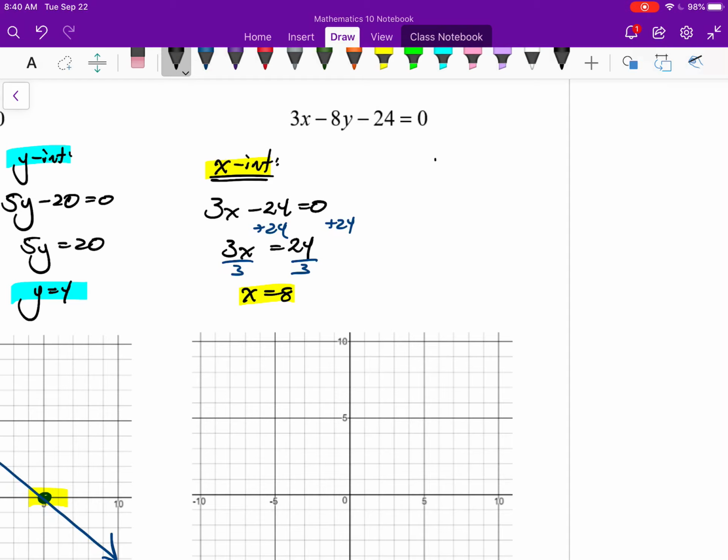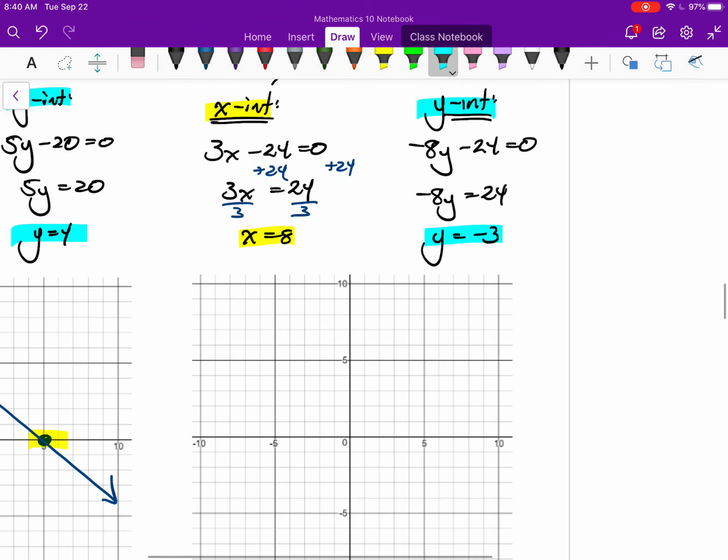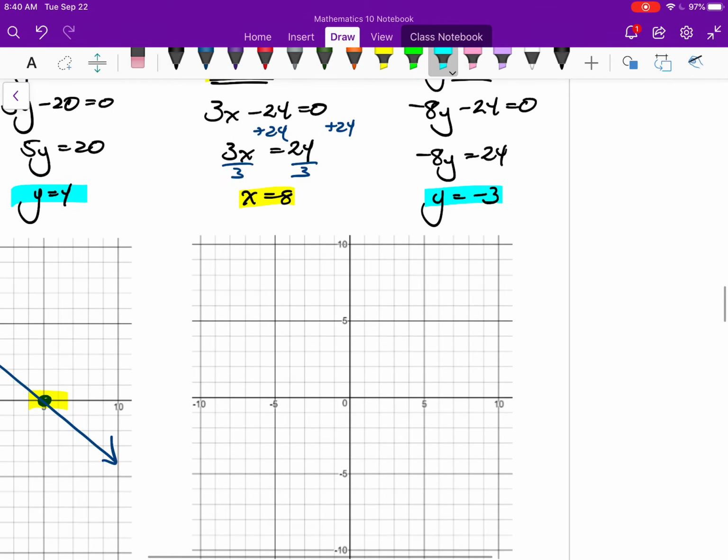And y-intercept. Make your x equal to 0, so get rid of that term. And when I look at this, I add 24 to both sides, divide both sides by negative 8, and I have negative 3. And once I got these 2 points, I'll plot them on here. So x-intercept of 8, y-intercept of negative 3. That's all I need.